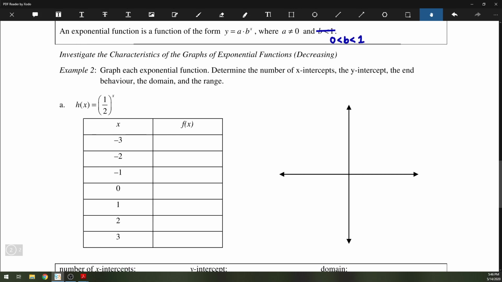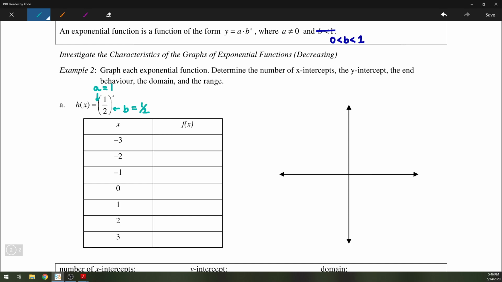All right. Let's check this part out. The first one, just a very basic version of this. The a value is just going to be 1 here. The b value is 1/2, which of course is between 0 and 1. And again, we go through the table of values. So in this case, 2 to the negative 3 power is 8. And as we move left to right, we will multiply by 1/2, which is the base. So 8 times 1/2 is 4. Multiplied by 1/2 is 2. Multiplied by 1/2 is 1. And then we have 1/2, a quarter, and finally 1/8.